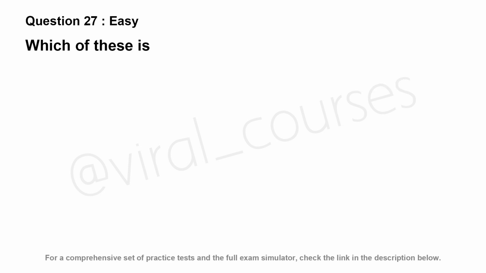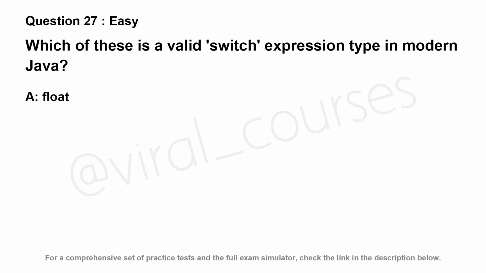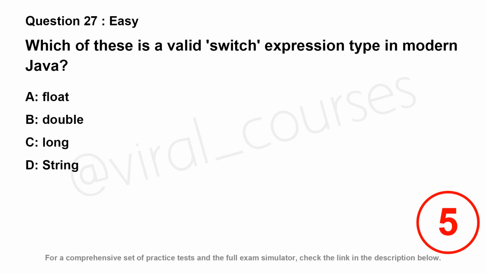Which of these is a valid switch expression type in modern Java? Option A, float. Option B, double. Option C, long. Option D, string.